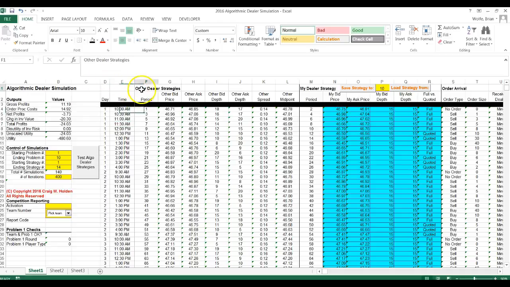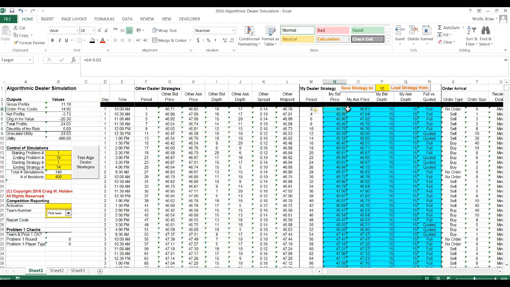There's going to be this other dealer. So these other dealers are going to submit some orders. So they're going to have a bid and an ask, and you can see here's their bid price, here's their ask price, here's their bid depth, here's their ask depth, okay? And so you can see that makes up a spread of 14 cents, and the midpoint between their 2 orders is 46.78, okay? So you can think of this first, the other dealer is going to set up their bid and their ask.